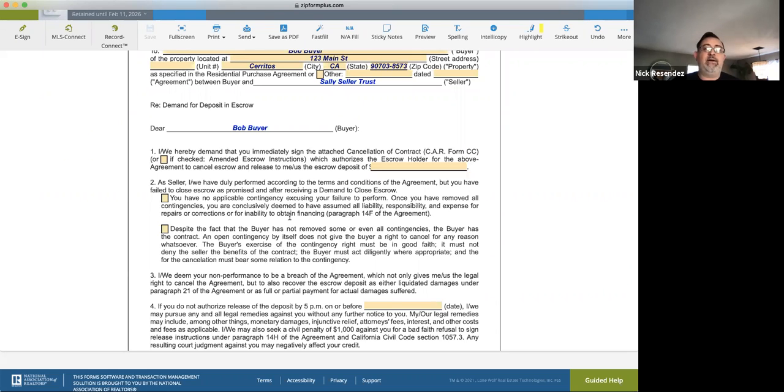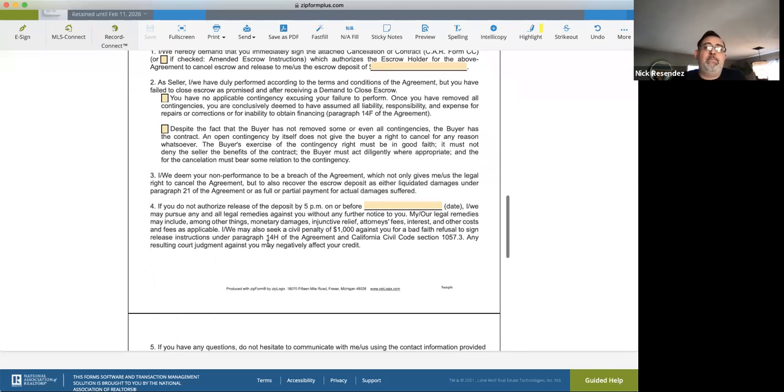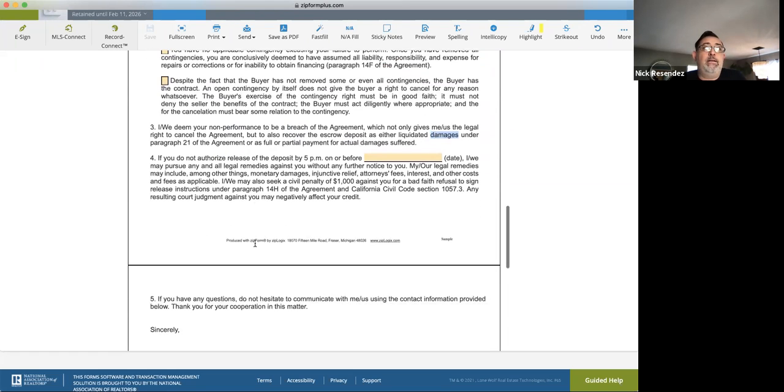Okay. So it says here, you have no contingencies, or maybe you have a cancellation, but you don't just have any right to cancel. Some agents have recently said to me, I thought the buyer can cancel for any reason if their inspection contingency is still in place. It's not the case. They have to cancel in good faith based on a reason given in a contingency. That's what this second paragraph says. And then it says to the buyer, we deem your non-performance to be a breach of the contract, and that gives us the right to cancel, but also recover your deposit as damages, liquidated damages.